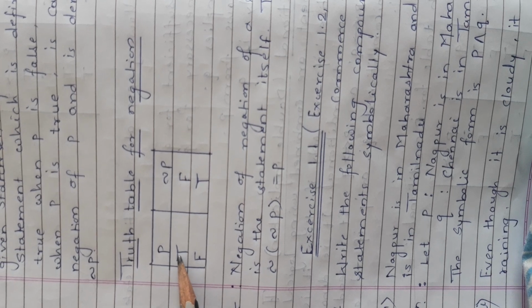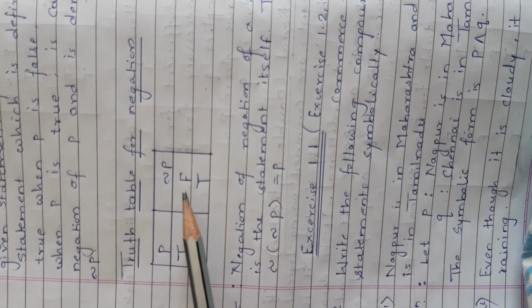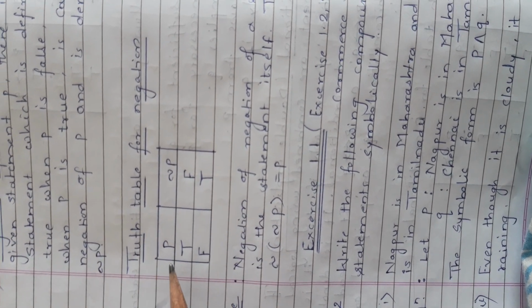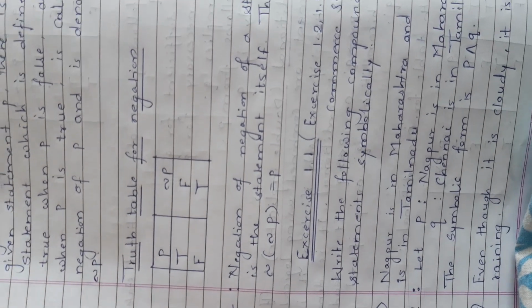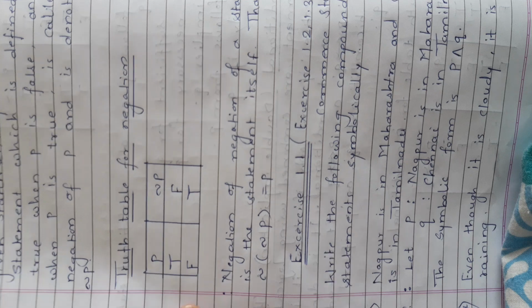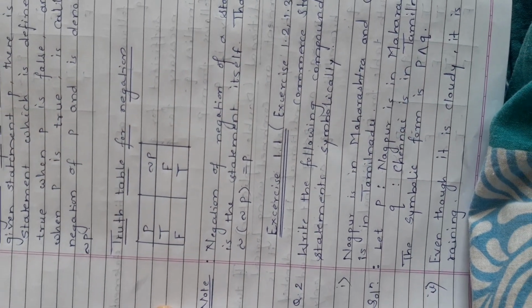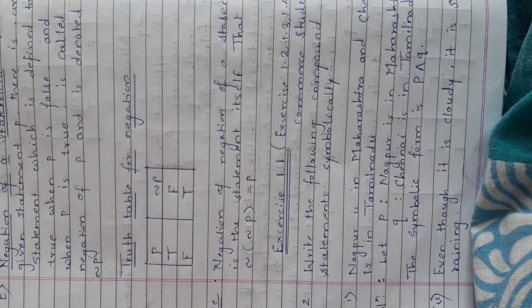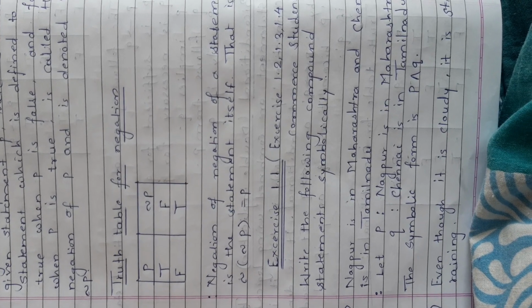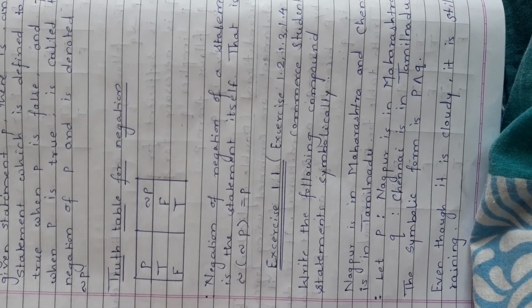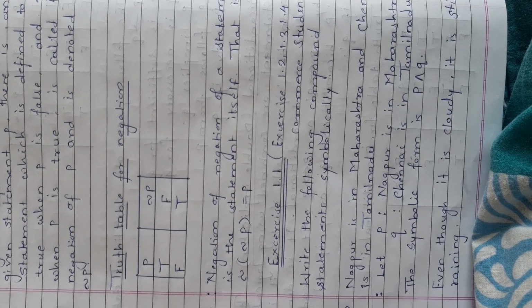If statement P is true, then its negation will be F. If P is F, then negation P will be T. So the truth table for negation is exactly opposite. If your statement is true, then its negation will be false. If your statement is false, then your negation will be true.